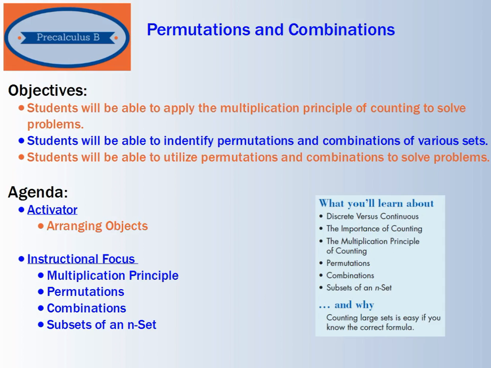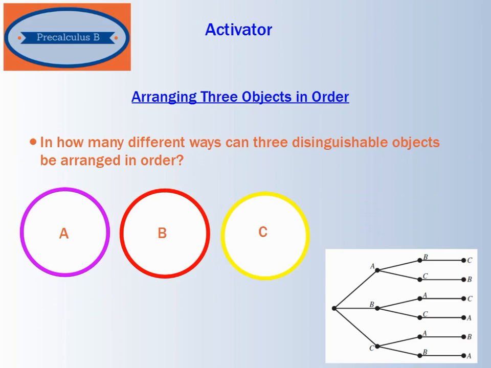But let's take a quick look at your activator. We had 3 different circles of different colors, and what we asked you to do was to take these circles and tell me how many different ways they could be arranged in order. So if I were to label them with letters, the purple one being A, red being B, yellow being C, and we look at this tree diagram on the bottom right, we could go A, B, C in that order. We could go A, C, B in the second order, etc.